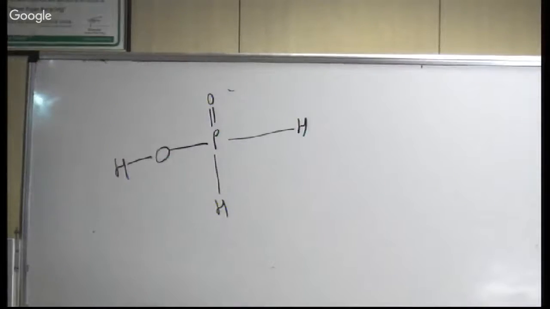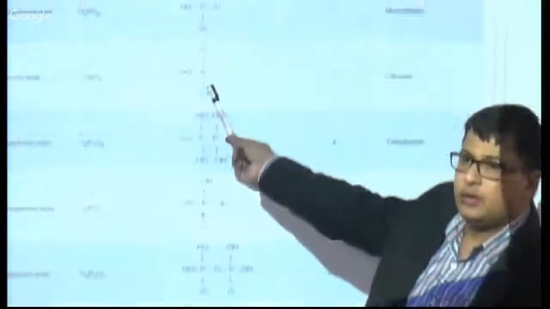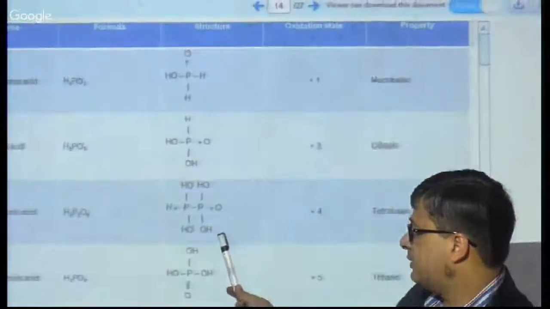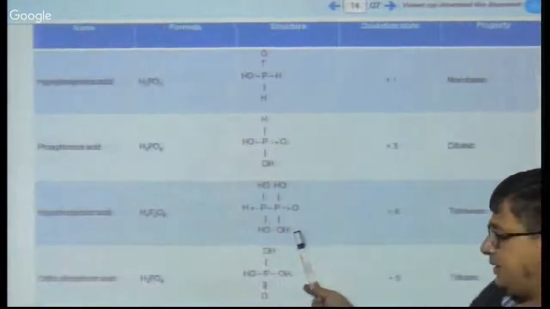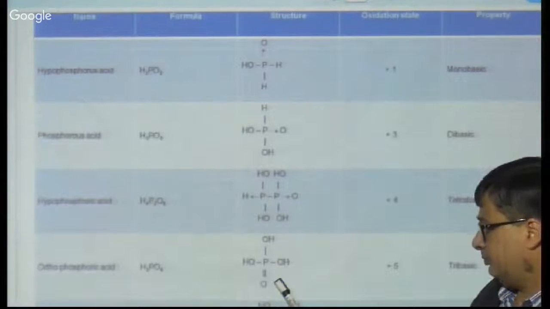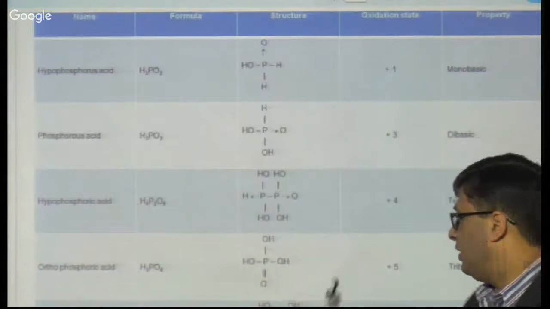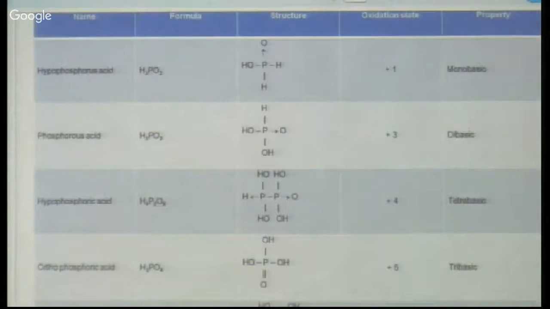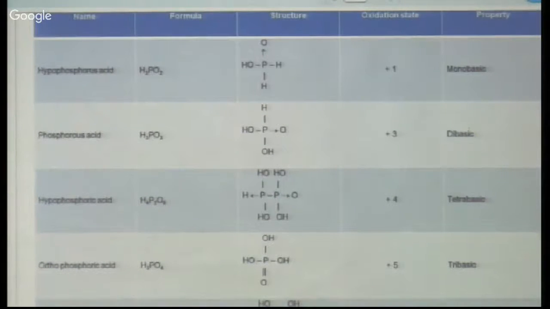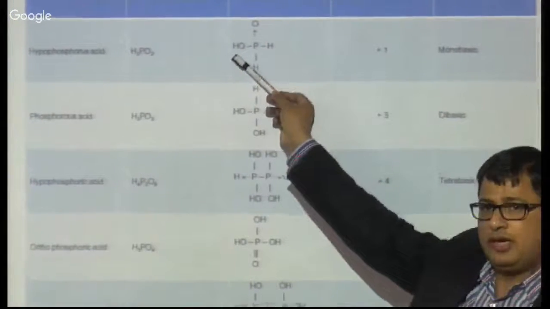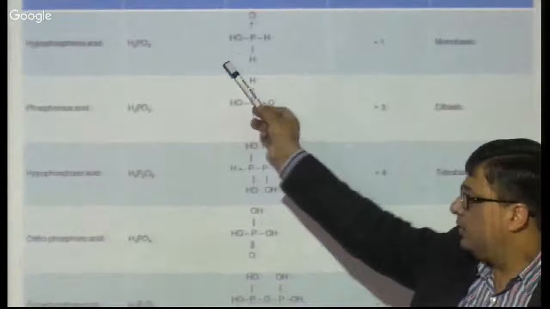Similarly this plus 3. ठीक है, तो ये क्या है? हाइपोफॉस्फोरस. This one is phosphorus. This one is hypophosphoric acid. This is orthophosphoric, common, most acidic one, and this is pyro. This is meta. Now this is the property of monobasic, meaning it can donate 1 H plus. So the N factor will be 1.